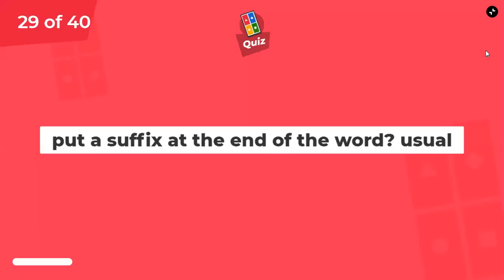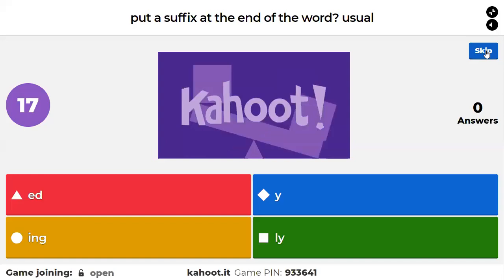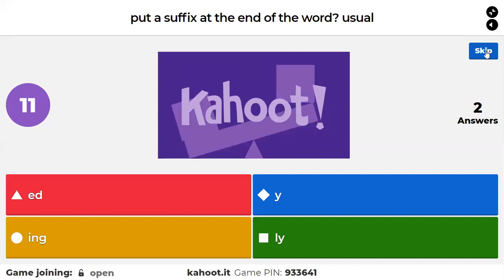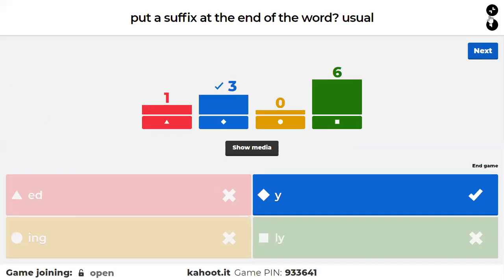Next one. Put a suffix at the end of the word usual. Guys, I made a mistake here. It's actually the green one. It's not the blue one. I made a mistake here. So sorry for that one.